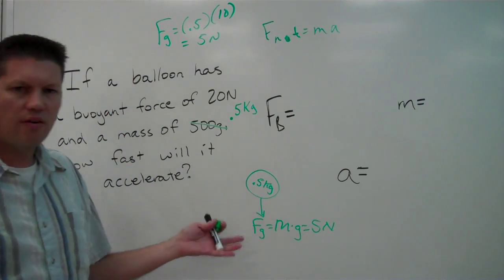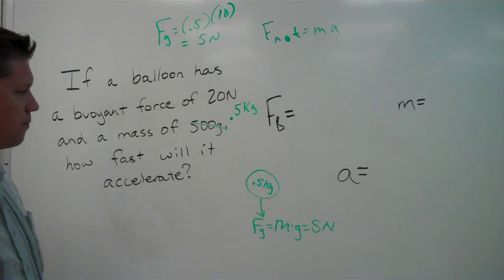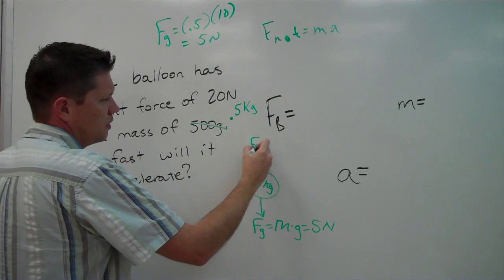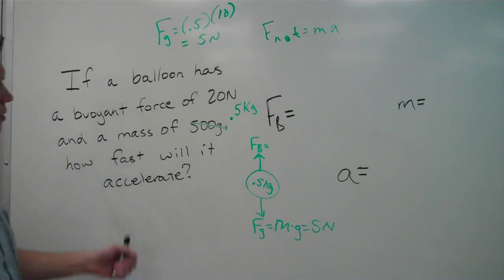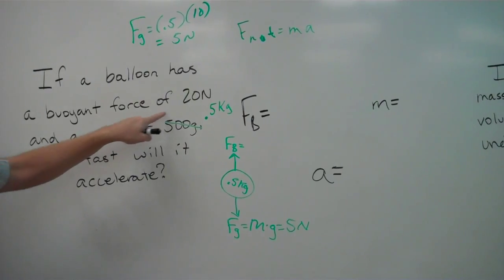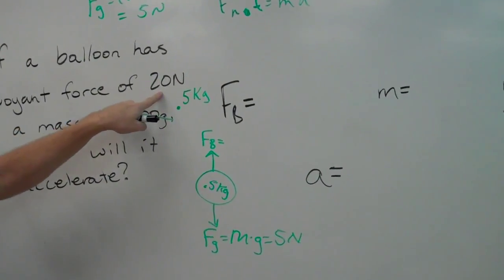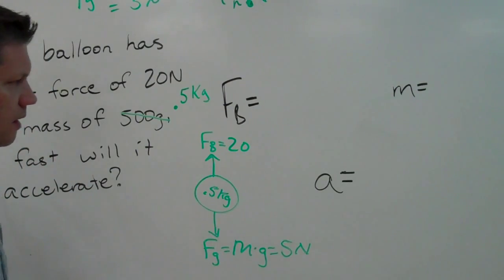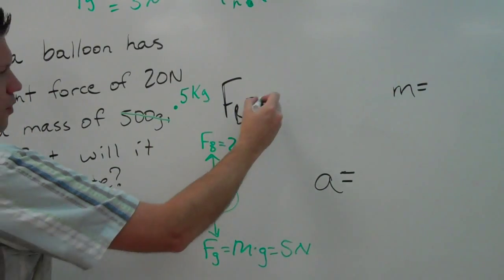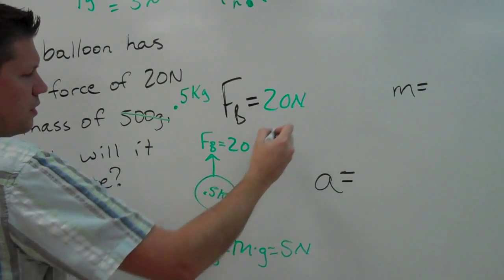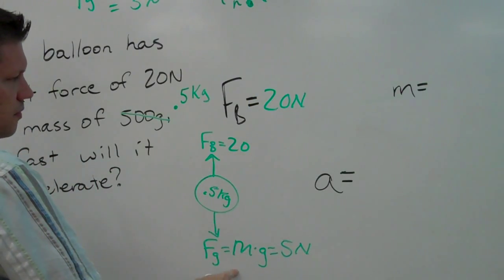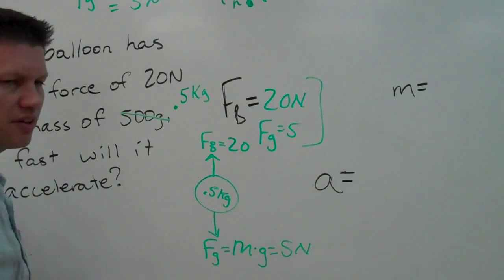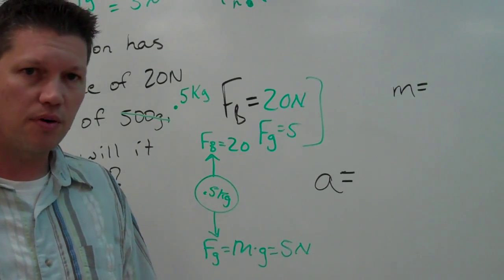We need to worry about gravity because this balloon is traveling up. So the gravitational weight is 5 newtons. What was the buoyant force? And that was given earlier in our problem. That was 20 newtons. So the buoyant force was 20. So the buoyant force, 20 newtons. The gravitational force of 5 newtons. If I take these two facts together, now I can calculate the net force.